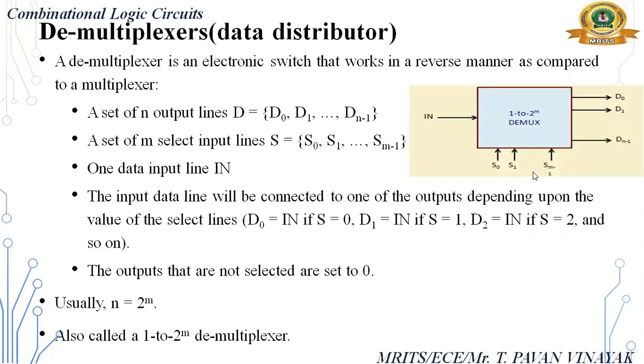So this is the symbol: a single input, m selection lines, and n outputs. This is the demultiplexer.